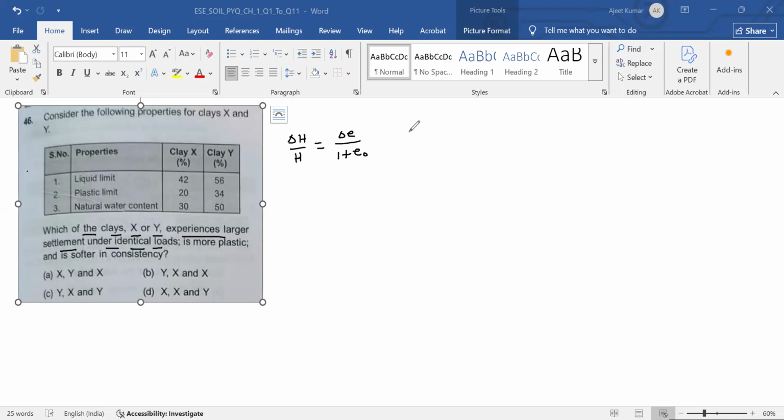And if you take the coefficient of compression, then it can be written as Cc, coefficient of compression, log sigma 2 by sigma 1, and this is effective stress. Load is identical. This is divided by 1 plus e naught. So settlement delta H is directly proportional to coefficient of compression.